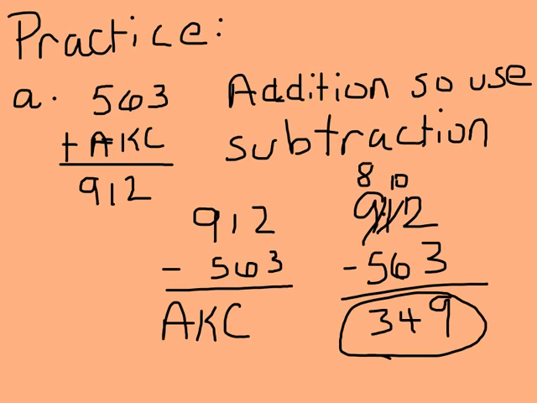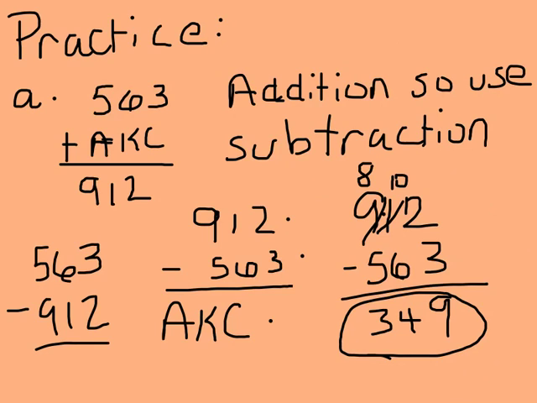Okay, so let's go on to our practice problems, and these are just like the examples that we were just working. We've got 563 plus our unknown is 912. We're going to think to ourselves, this is an addition problem, so I'm going to have to subtract. Now, don't even for a second say that you're going to say 563 minus 912. There's just no way. There's only one correct order you can put these numbers in and get an answer. So 912 minus 563 will give us our AKC.